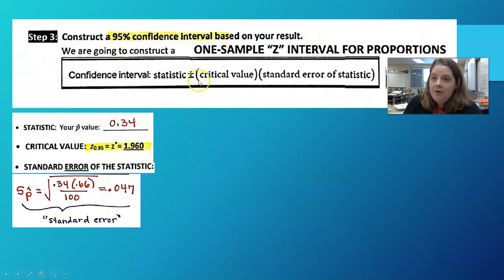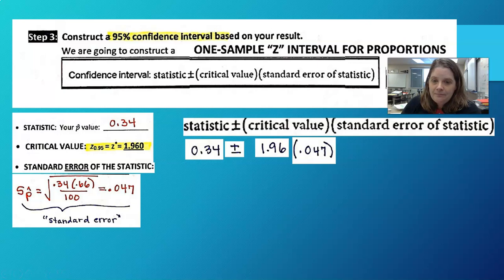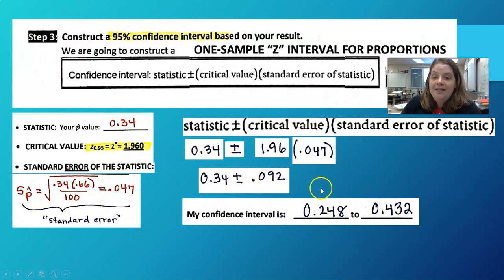All right, so I know that the statistic is 0.34, the critical value is 1.96, and the standard error is about 0.047. So I'm going to sub those into my formula, 0.34 plus or minus 1.96 times 0.047. When I do 1.96 times 0.047, I get 0.092. I'm going to go up and down by that amount. This is called the margin of error, and I end up with 0.248 on the low end when I subtract and 0.432 on the high end when I add. So that is my confidence interval. That is the interval of plausible values for the thing that I was trying to estimate. This is like the Price is Right game where I slap the button and it places that red bar.